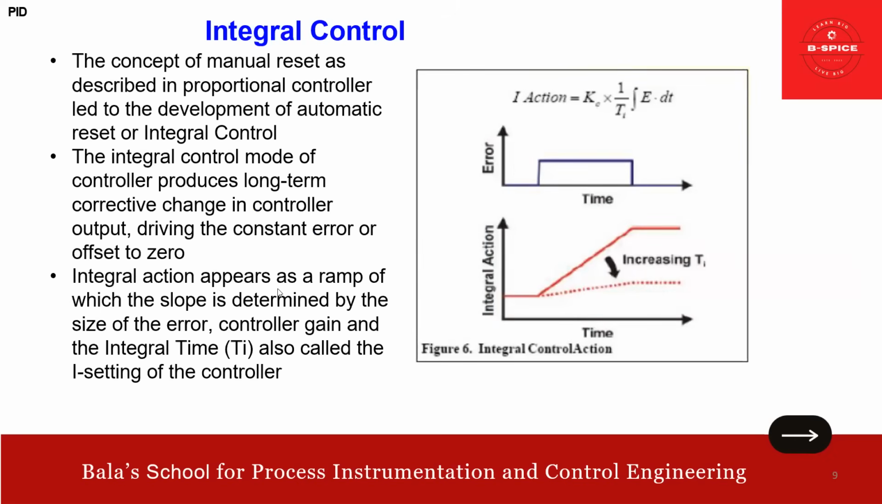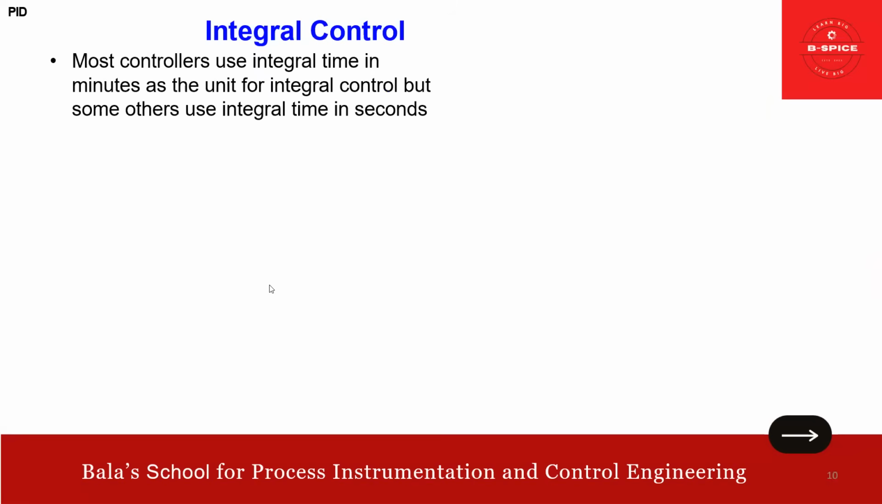That is the pointer. See, you can see here the integral action. Okay, this is the integral action. This is the time. So it appears as a ramp, a ramp of which the slope is determined by the size of the error, controller gain and the integral time, which is called the I setting of the controller. There we saw the P setting, right? Here the I setting. You can see here, this is the TI, integral time. Okay, let's move on further.